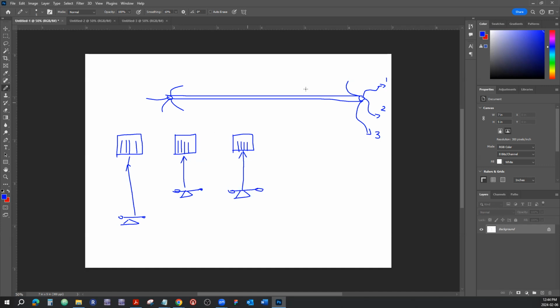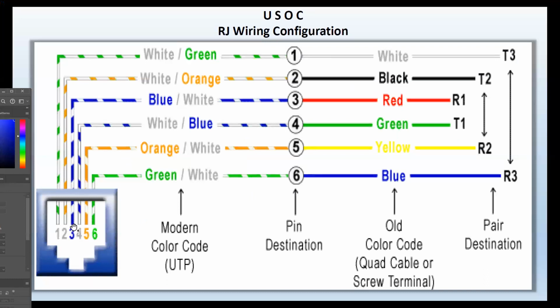Now, here we have the blue. Here we have the orange, for example, and here we have the green. And there will be the brown pair here that's not used. So we have the blue here, the orange on the other side, and the green. The blue will be connected to the blue pair of the jack because that's where the telephone is looking for the signal.